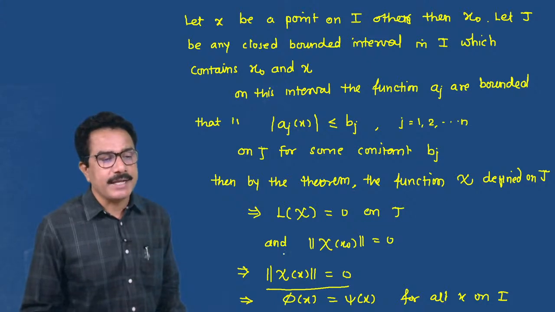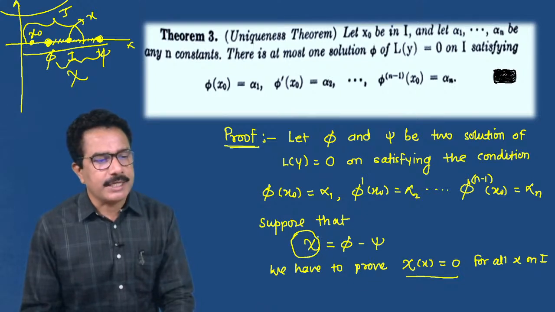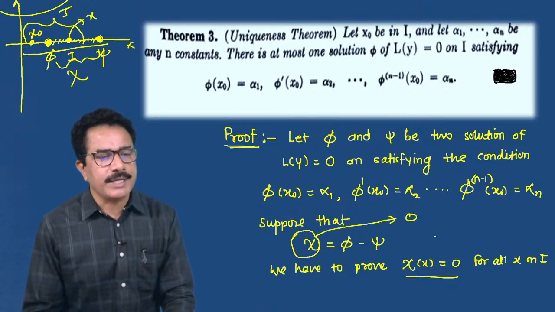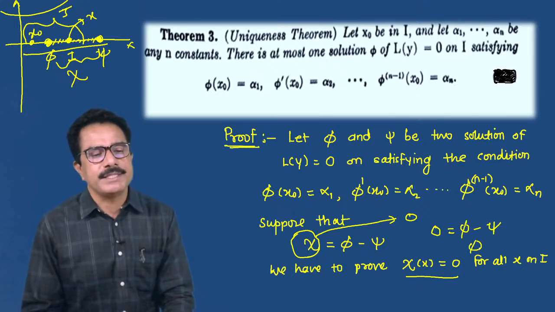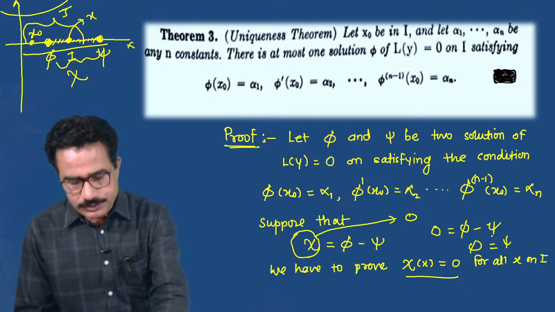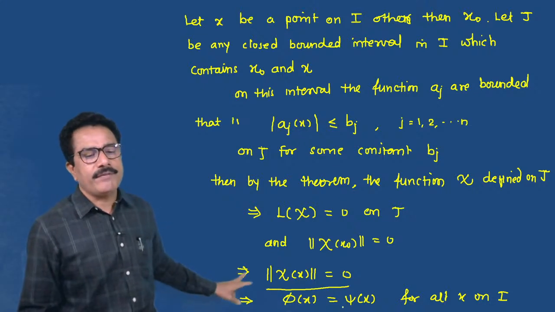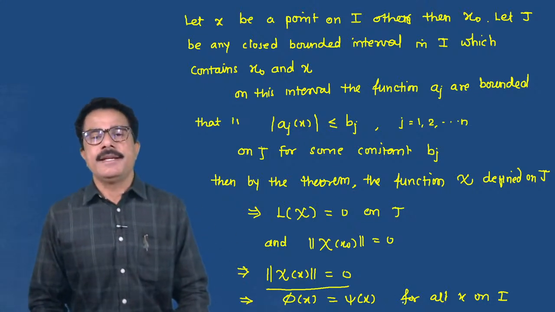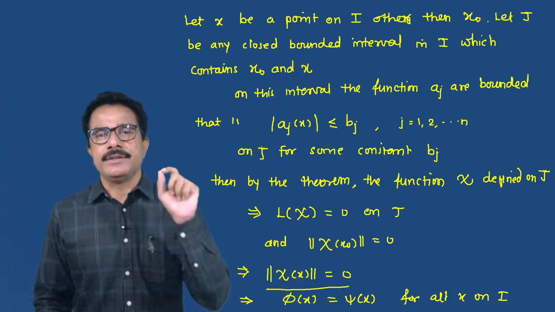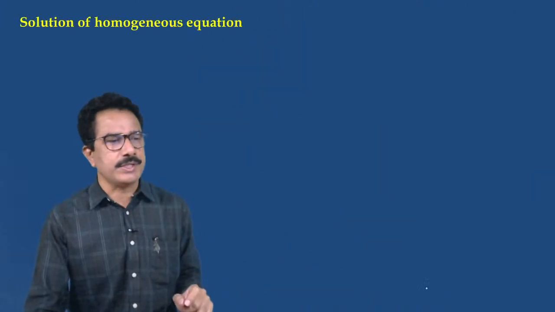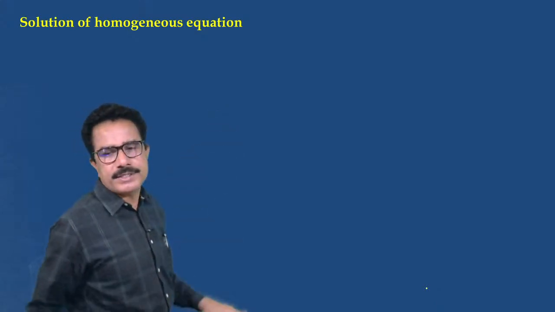This implies that chi is equal to 0. If chi is equal to 0, then we can say that 0 is equal to phi minus psi, and this implies that phi is equal to psi. This shows that phi of x is equal to psi of x, and there is no difference between phi and psi. This shows that there exists a unique solution, and this completes the theorem.